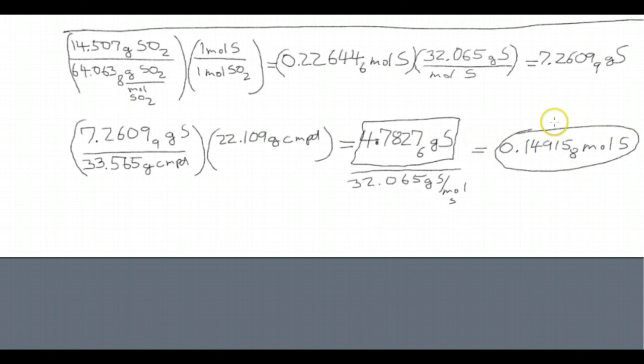At this point, we know in 22.109 grams of the compound how many grams and moles there are of carbon, hydrogen, and sulfur. Now we need oxygen.